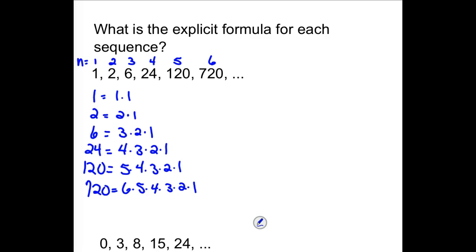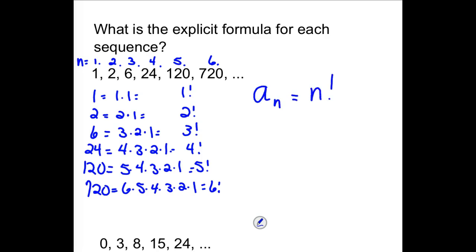Those are what we call factorials. So my first number here is just 1 factorial. 2 times 1 is 2 factorial. 3 times 2 times 1 is 3 factorial. And it keeps going. 4 factorial, 5 factorial, 6 factorial. Okay? So to get a number in the list, we are taking the position it's in, 1, 2, 3, 4, 5, 6, etc., and we're using that factorial. So I simply state my nth term is going to be n factorial.